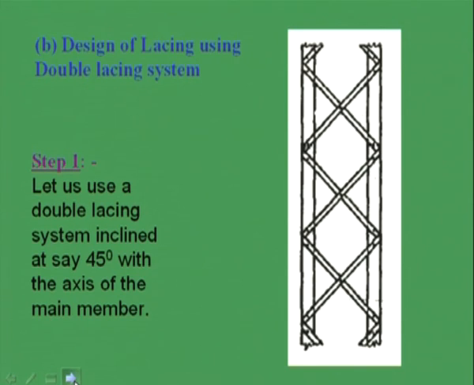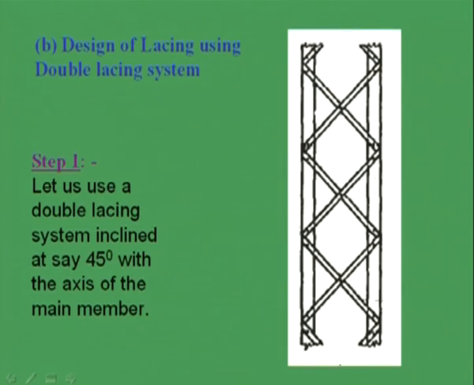Now the same problem we will design by the use of double lacing. In the first half, we first found the appropriate built up section to carry the required load, that is 1000 kilonewton. Then we designed the built up section using single lacing system. Now we will do the same thing using double lacing system. The purpose of showing this is to know the difference in design of lacing system between using single lacing and using double lacing, right.